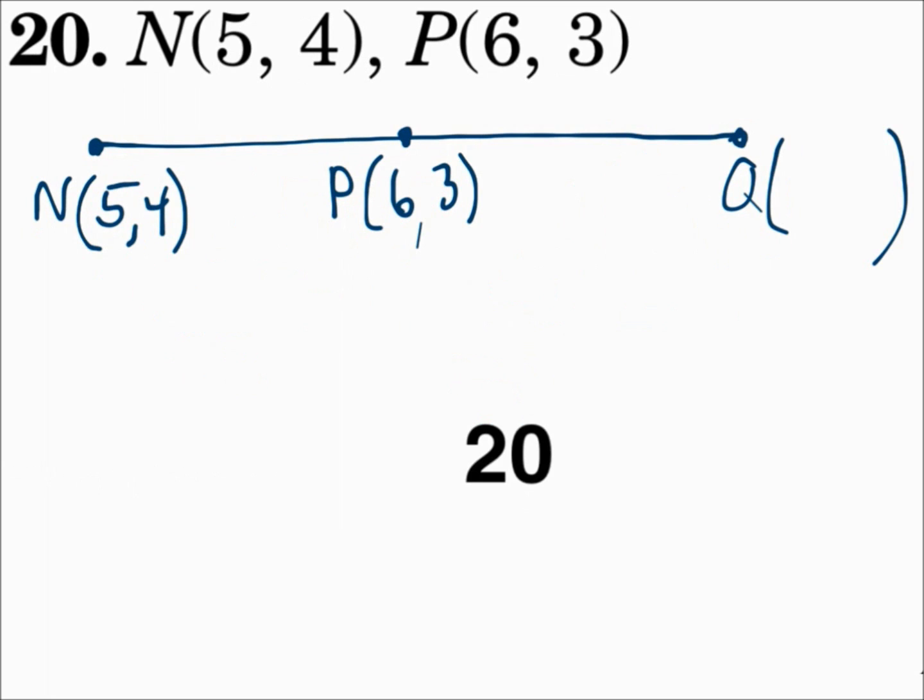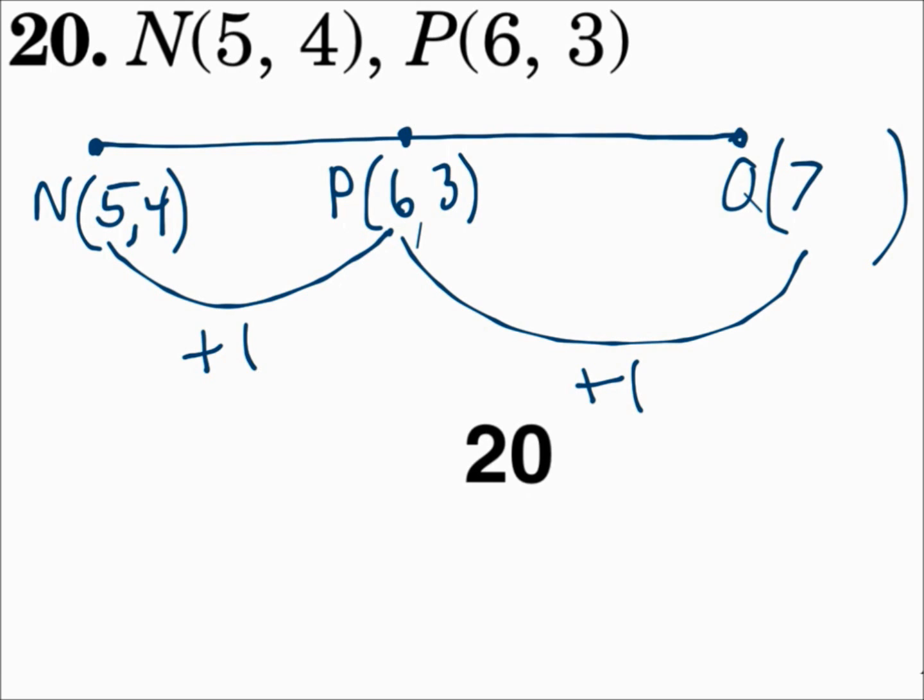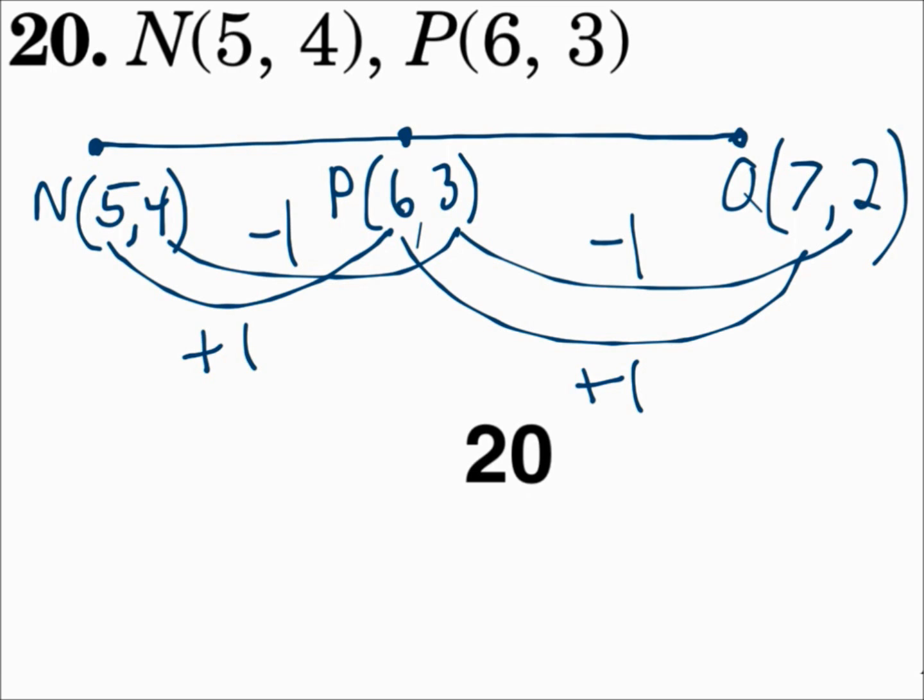On this question, n is 1 endpoint, p is the midpoint. How do you find the other endpoint? Well, look at the x's. From 5 to 6, you're adding 1. P is in the middle, which means it's the same distance on the other side. Add 1 again, and you get 7. For the y's, from 4 to 3, you're subtracting 1. Well, subtract 1 again to get 2. So 7, 2 is the other endpoint.